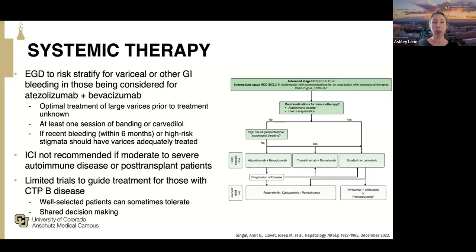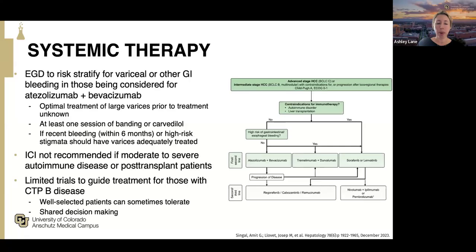The ultimate optimal treatment of large varices prior to treatment is technically unknown. There's not enough data to support a specific pathway. But we tend to recommend at least one session of banding or the initiation of carvedilol for primary prophylaxis if we do find significant varices or evidence of clinically significant varices on endoscopy. In someone who's had recent bleeding, within 6 months, or high-risk stigmata on endoscopy, such as varices with red whale signs, they should have them adequately treated prior to considering therapy. So band ligation would be a good thing.